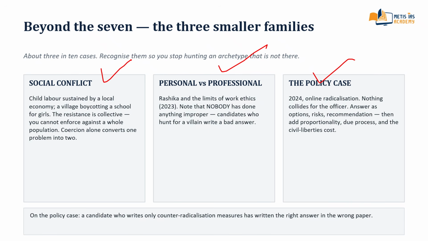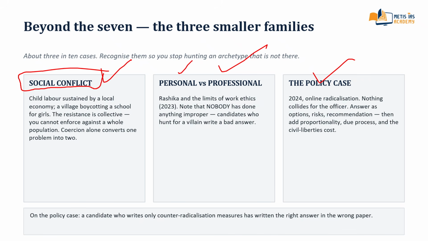Social conflict and community resistance: child labor sustained by a whole local economy, a village boycotting a school for girls, a community refusing a Dalit cook's midday meal. The distinguishing feature is that the resistance is collective and the officer cannot simply enforce against a whole population. The answer needs persuasion, local allies, and incremental compliance alongside the legal position. Coercion alone converts one problem into two. So, this is regarding the social conflict.